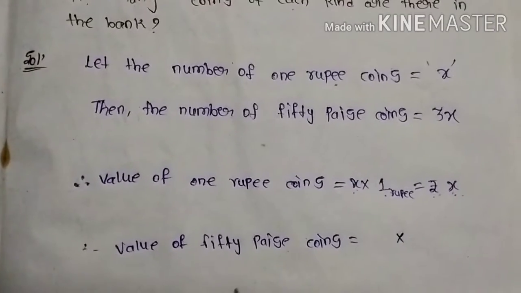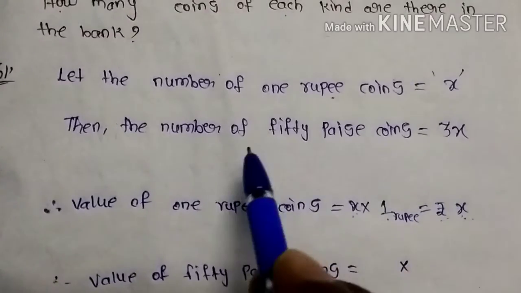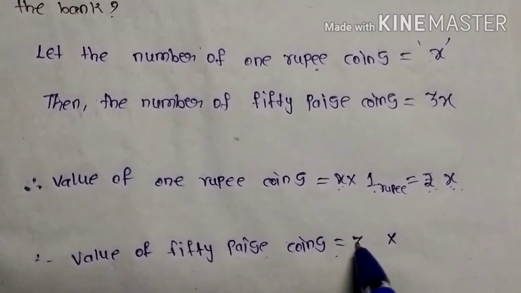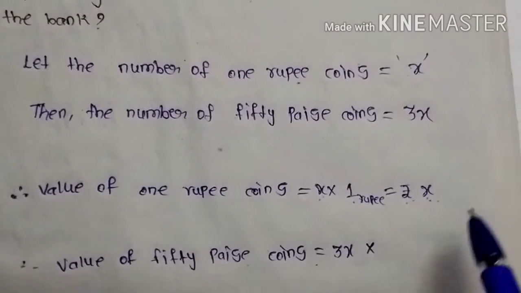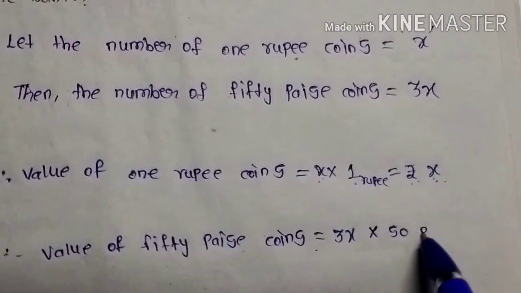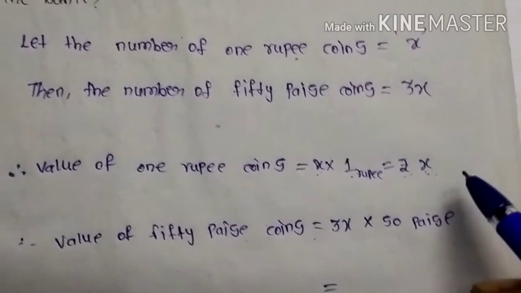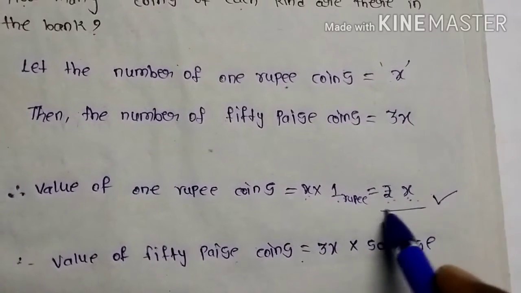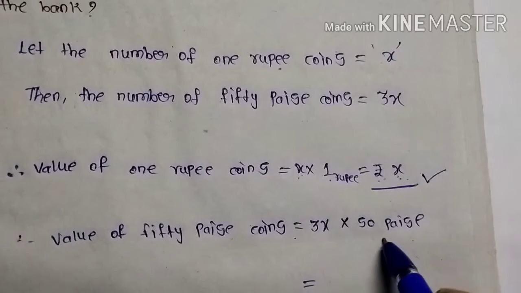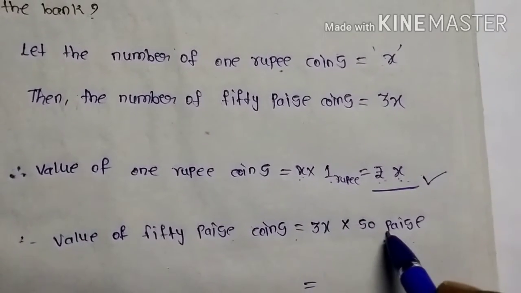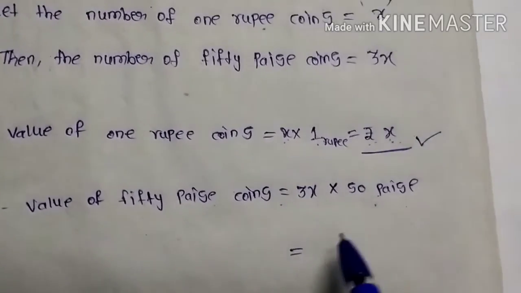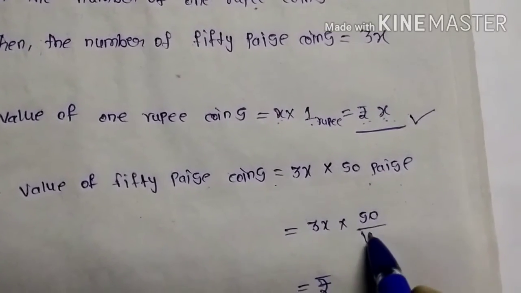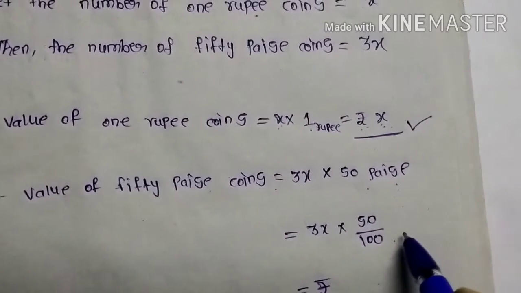X only. See, the value of 50 paise coins. See here, how many coins are available? 50 paise coins, 3x. Yes or no? 3x. 50 paise coins, can I write 50 paise here or not? Yes, 50 paise. But once you can say this is in the form of rupees. Rupees or not? Yes. Here 50 paise. How can you convert 50 paise to rupees? Just divide by 100. That means you can write 3x into 50 paise by 100. That means this will now become rupees.